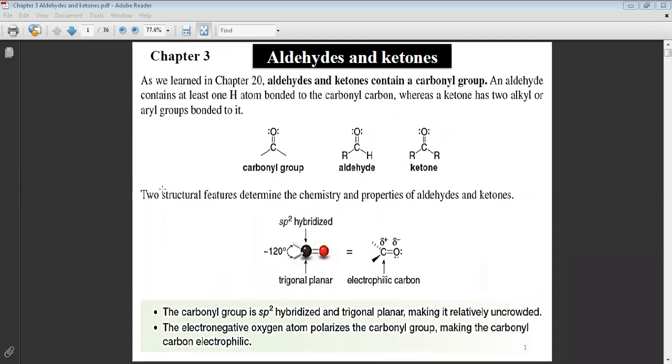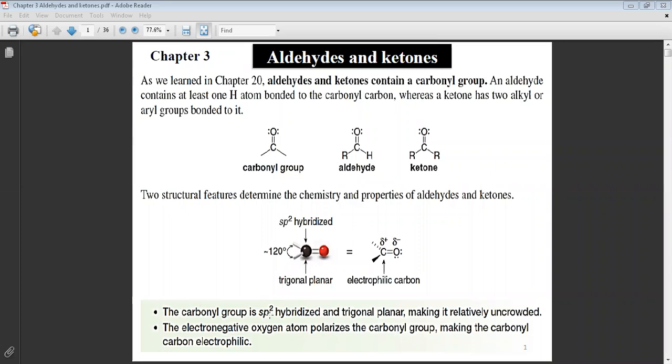And he said two structural features determine the chemistry and properties of aldehydes and ketones. That means to determine the properties of aldehydes and ketones, we have two conditions or two properties. The first one is the carbonyl group. This is the carbonyl group.